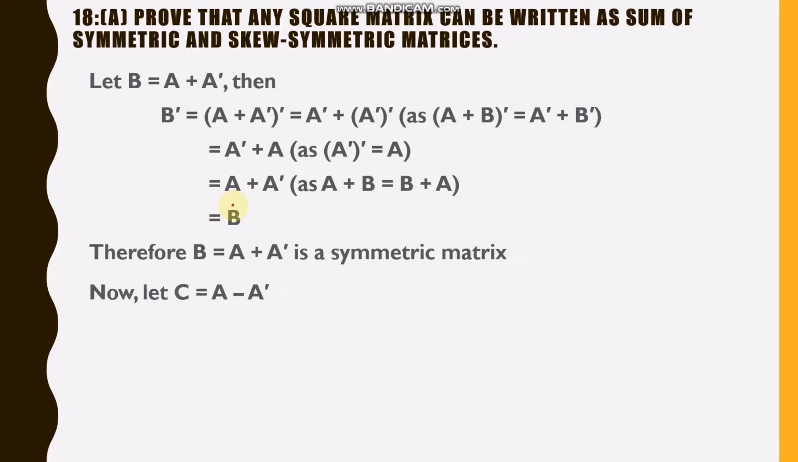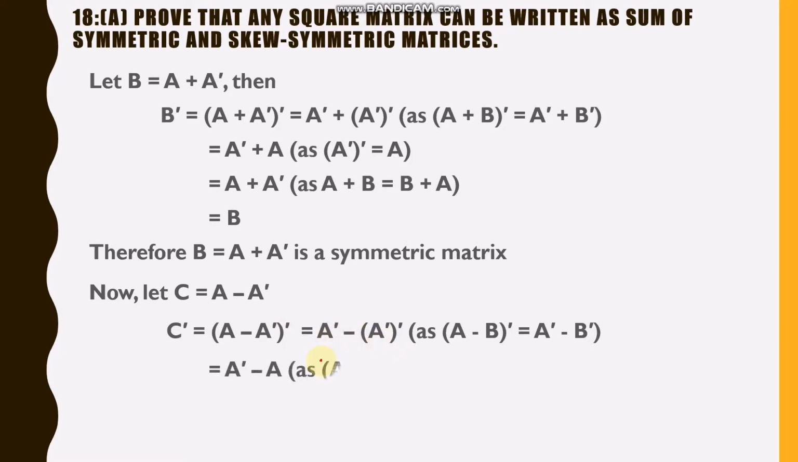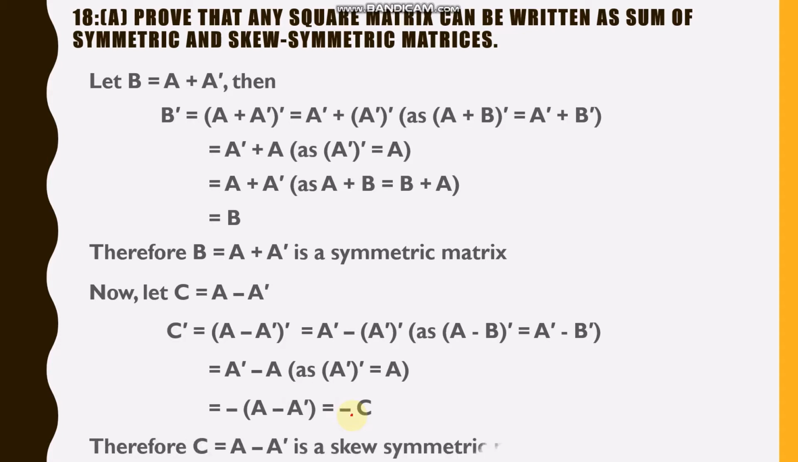Now we'll look at C. We are considering C to be A minus A transpose. So look at C transpose. C transpose is (A minus A transpose) transpose, which is A transpose minus (A transpose) transpose, which is equal to A transpose minus A. This can be written as minus 1 times (A minus A transpose), which is equal to minus C. So C transpose is coming out to be minus C. So C is a skew symmetric matrix.